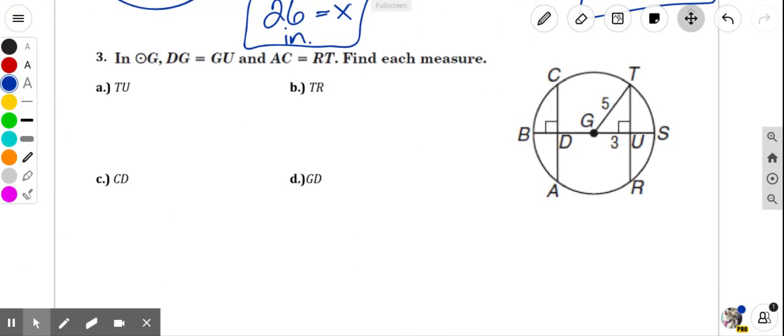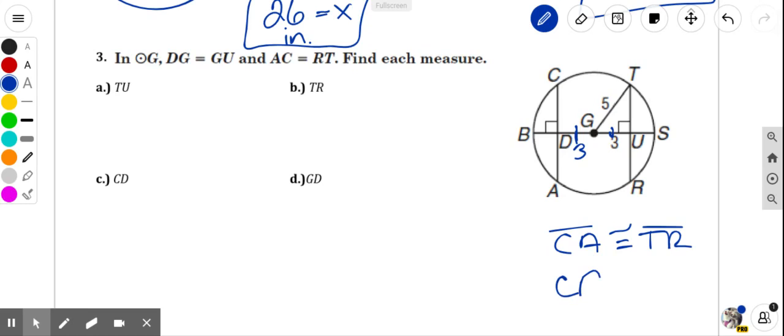Okay, so the last one, we are given that DG is equal to GU. So let's label some things here. DG and GU are equal. That means these chords are equidistant, so that would mean the chords are congruent. CA is congruent to TR. And also the arcs. This particular problem doesn't give you anything about the arcs, but we could also conclude the arcs are the same.